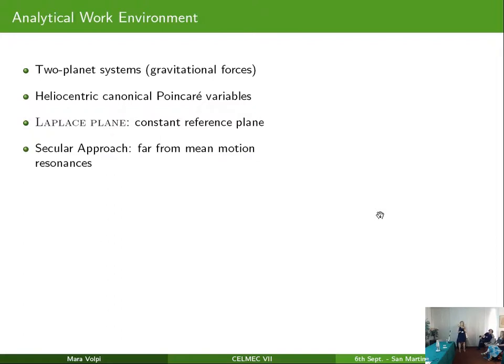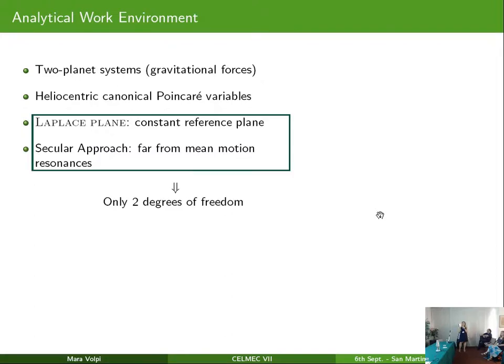In particular, let me stress 2 points. The first one being that as we need to choose a reference plane, it seemed wise to choose a constant one. And in this case, as we are going to consider 2 planet systems and only gravitational forces, the total angular momentum vector is a constant one, and therefore defines the orthogonal plane to be a constant one, which is the Laplace plane. And the second point is that we're going to consider only systems that are far from mean-motion resonances. The combination of these 2 things allows us to reduce our system to only 2 degrees of freedom.